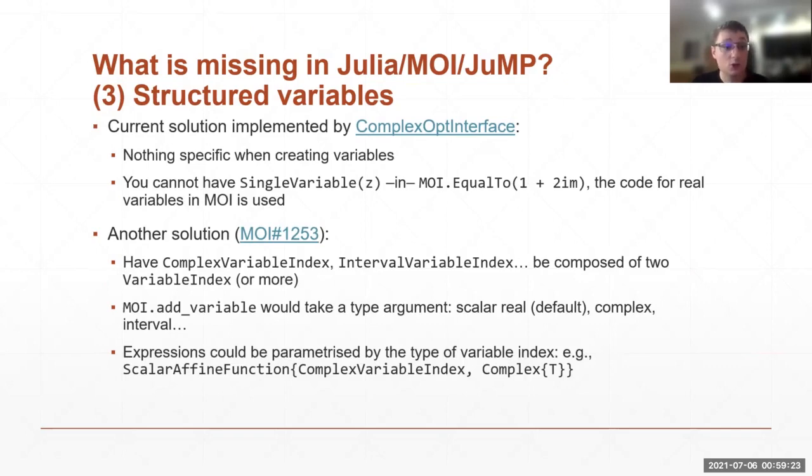Another solution would be to create new kinds of variable indices that could be composed of several variable indices. And the MOI add variable function would take as a new argument the type of complex variable that you are creating. And this type would also be reflected in the type of the affine functions, for example, that you could be creating based on these variables.